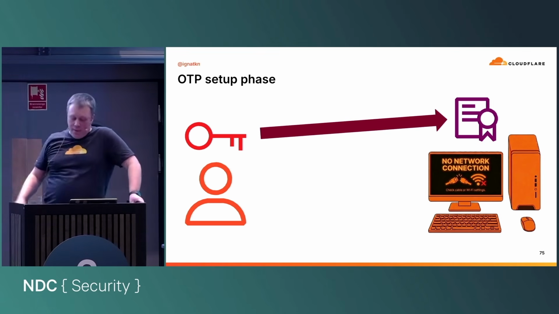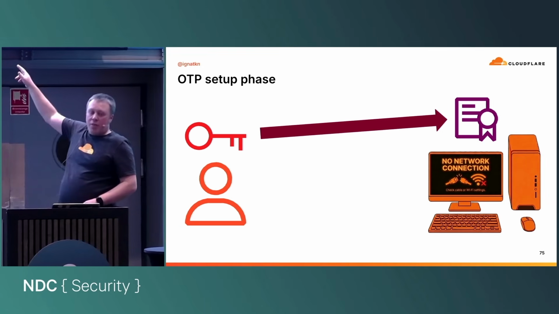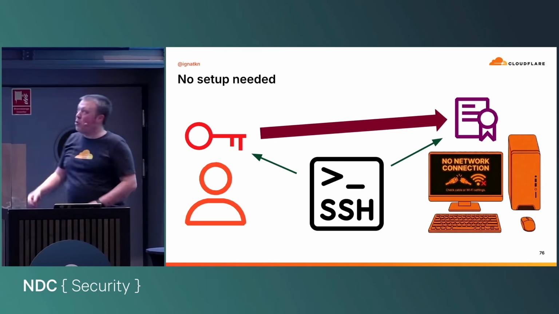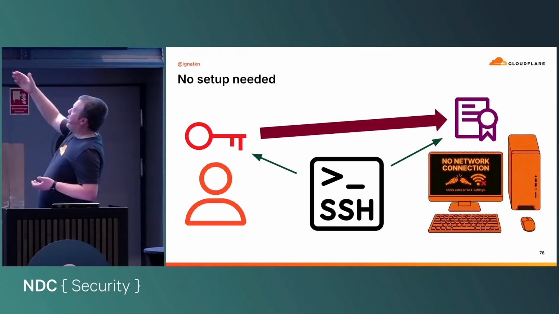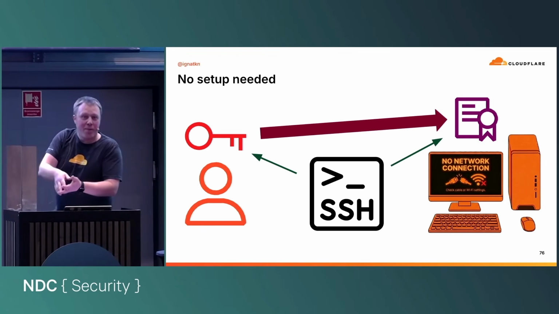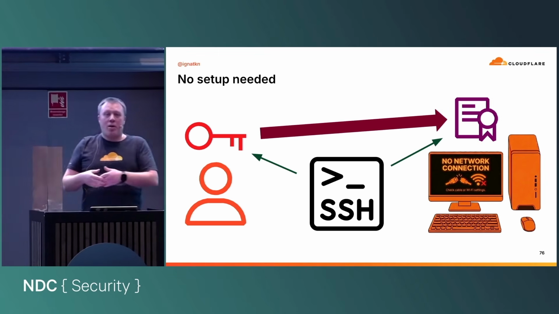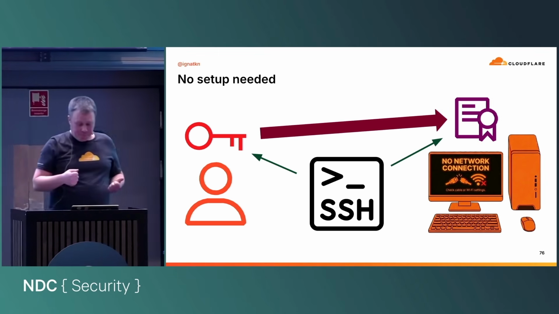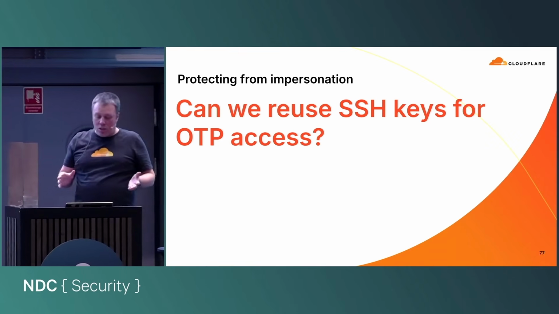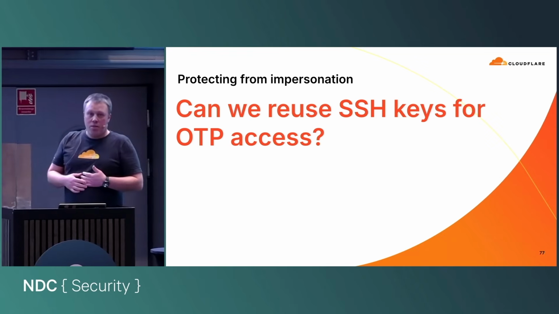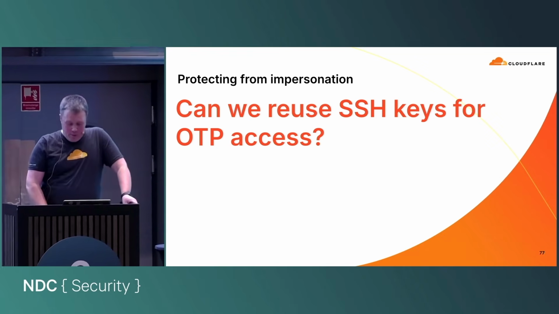So seems great, and we can even take it one step further. We actually don't need that setup phase if we use SSH. We already have it. So if you have standard SSH configuration, you already have this. Users have their private SSH keys, and the server has their public counterparts in the authorized key files, right? So now the whole problem just boils down to, can we just reuse SSH keys for OTP access over a text-based interface? So how could we do it?